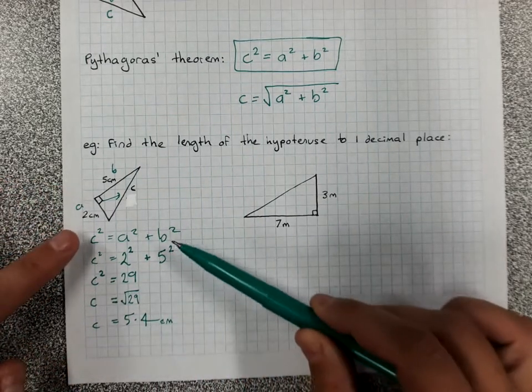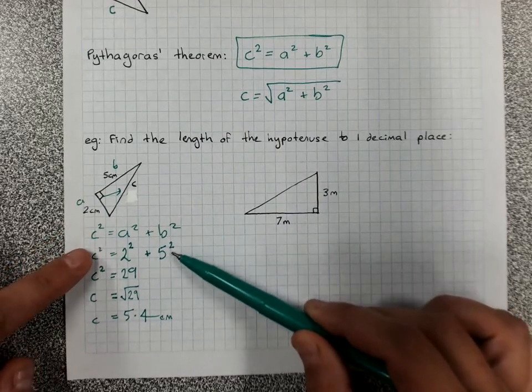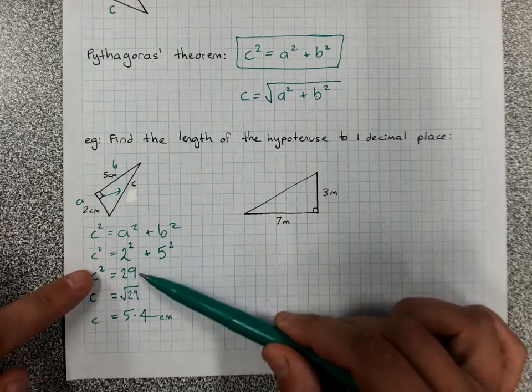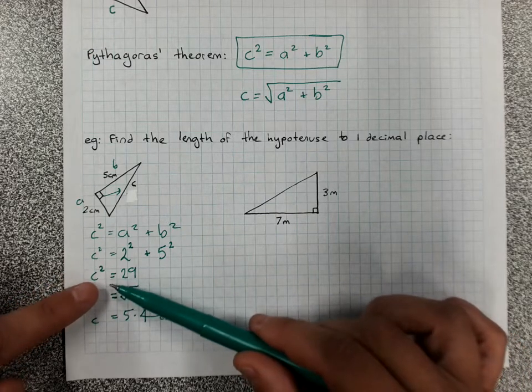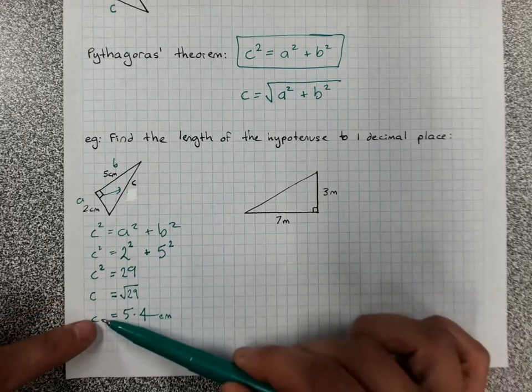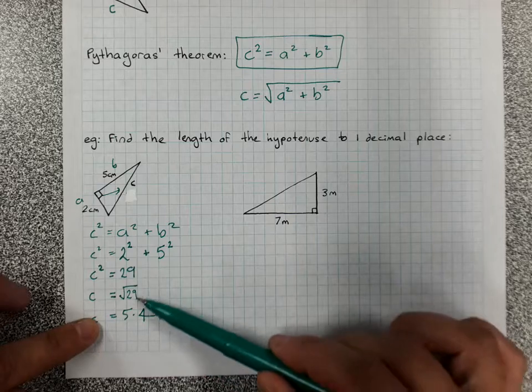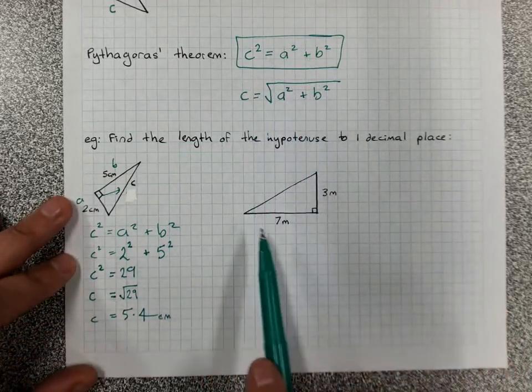So that's perfect working for Pythagoras. Write the formula, substitute the values, get the c squared answer, then get down to c and the square root, and c equals 5.4 with the answer. We'll use this formula for this one.